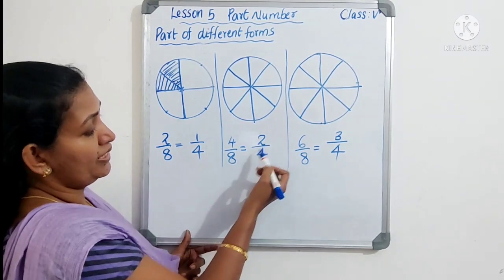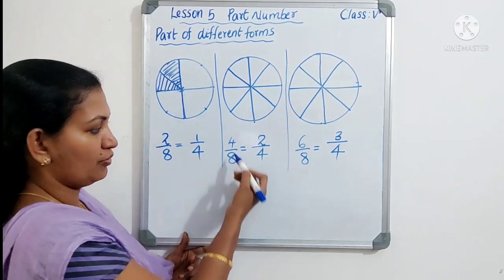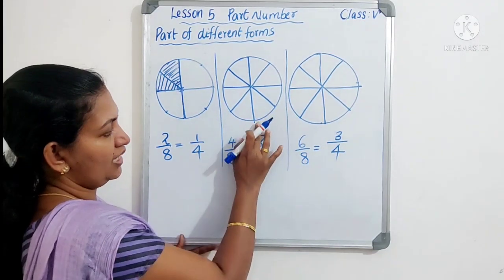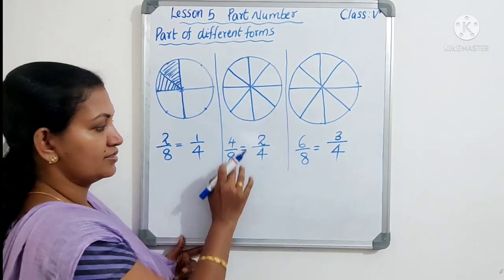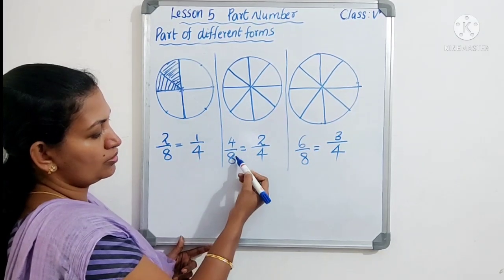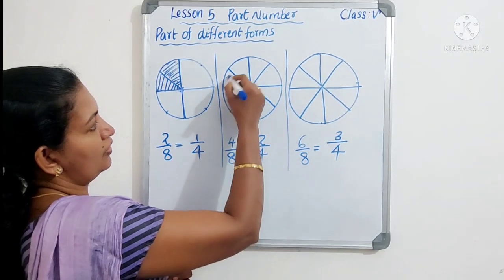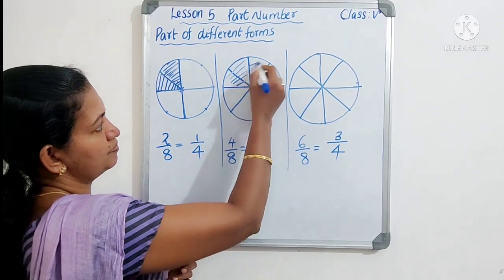Next, 4 by 8 and 2 by 4 both are same. How can we find it? Here one circle and divided into 8 equal parts. Then we have to shade 4 parts. Now I am going to shade 4 parts.